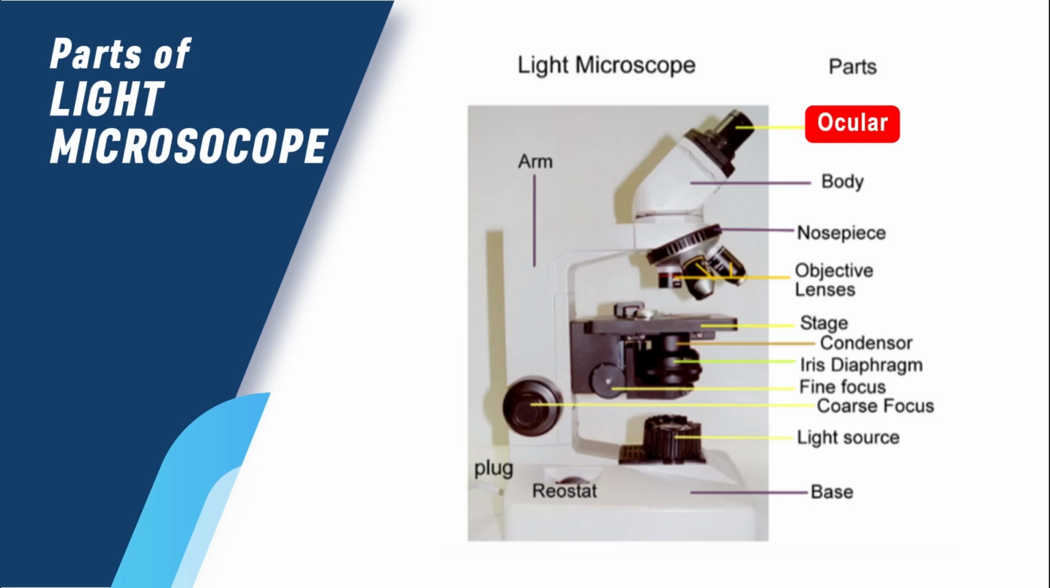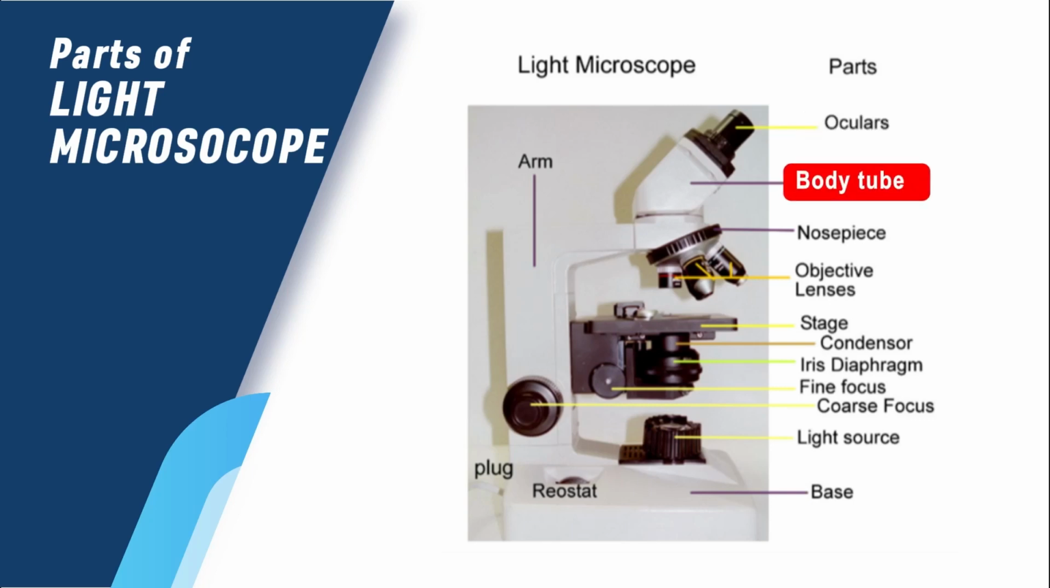Eyepiece lens, or ocular. These are the lenses that the viewer looks through, the lens closest to the observer's eye. The eyepiece, or ocular lens, further magnifies the image and allows the observer to view it. By combining the magnification of the objective lens and the eyepiece, the overall magnification of the image is determined.